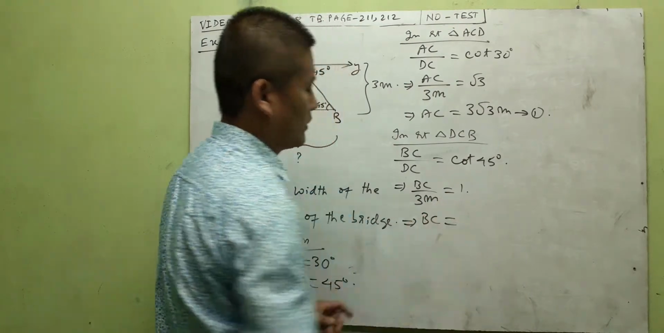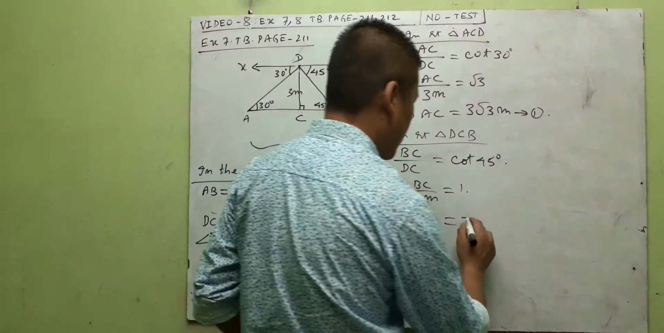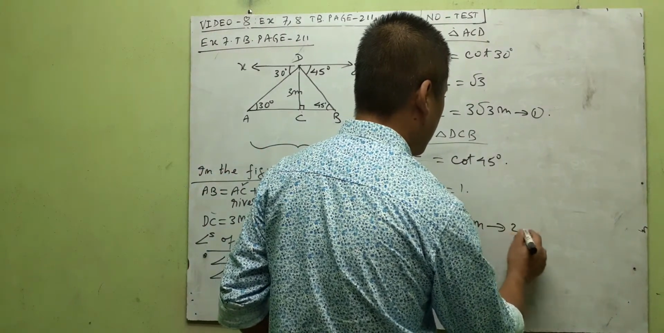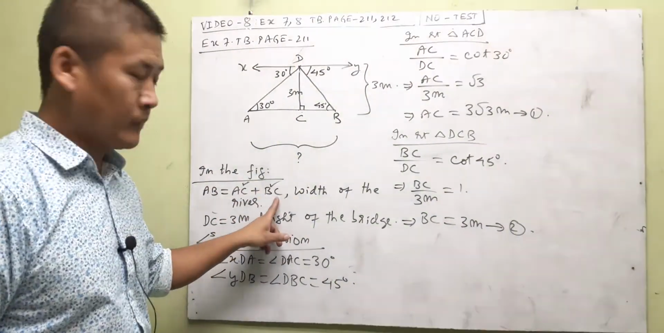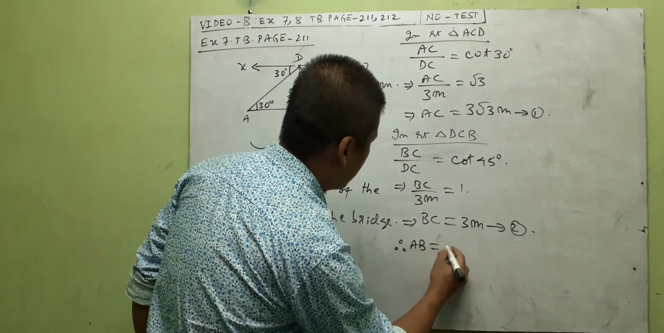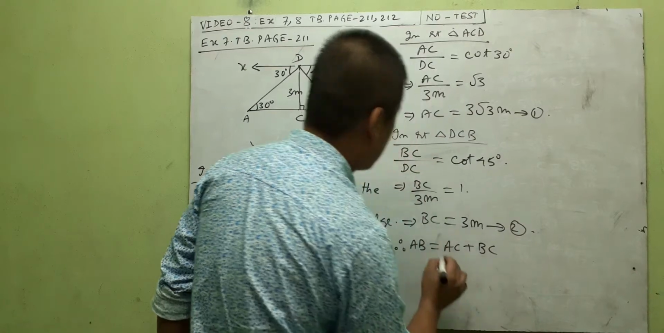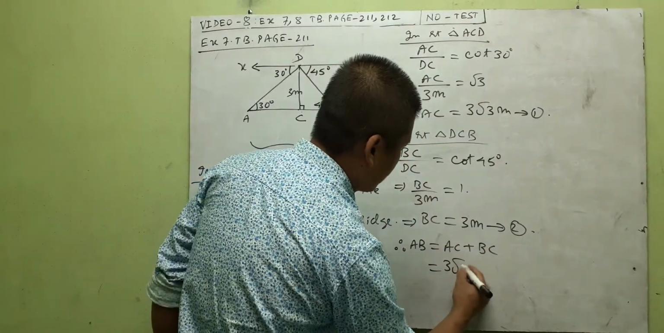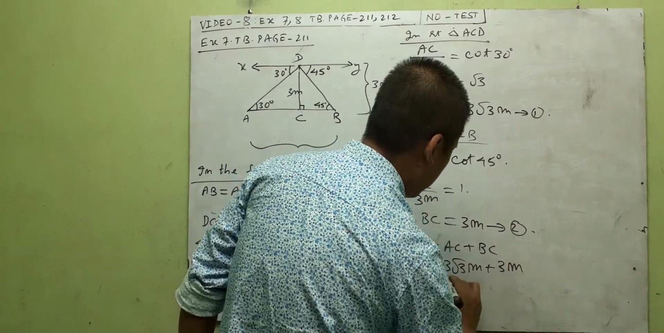So BC will be equal to, this denominator 3 will go up and multiply 1. 3 ones are 3 meters. So we found out both SC and BC also. We just need to add them up to get AB. If we do that, AB we know from the beginning is SC plus BC. Just now we got SC here, 3 root 3 meter, plus BC, 3 meter.